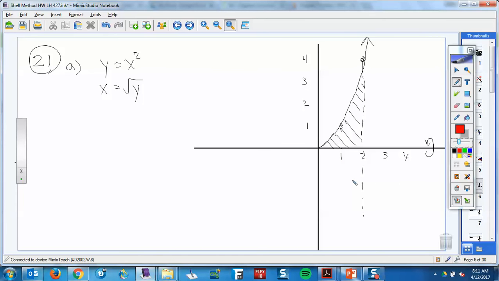Okay, 21a. Oh, look at me. I'm not even getting the grade, and I got 4 pictures wrong.